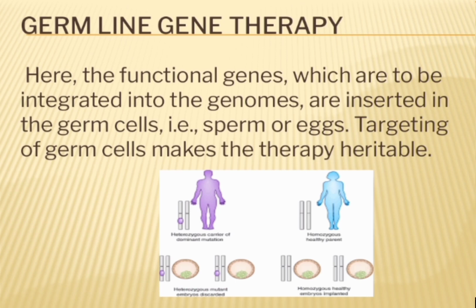In germline therapy, the functional genes are integrated into the genomes of germ cells. We can divide our body cells into two types, as you all know: somatic cells and germ cells. Somatic cells are present in all other organs, and germ cells are present in the reproductive organs. So here the gene is injected into the germ cells, that may be a sperm or egg. The targeted cells are germ cells in the case of germline gene therapy.